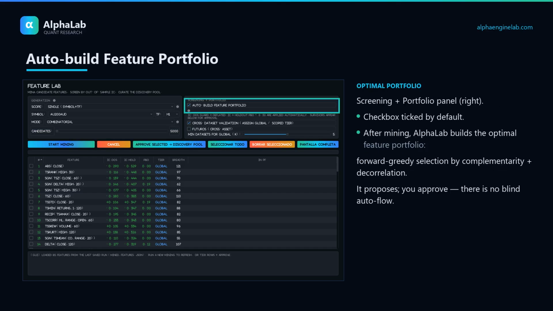We move to the right panel, Screening plus Portfolio. Its first checkbox is Auto Build Feature Portfolio, and it's ticked by default. When it's on, after mining, AlphaLab builds the optimal feature portfolio. It does a forward greedy selection. That is, it keeps adding features that contribute predictive complementarity, and it decorrelates them from each other, and proposes that set to you. The key point is that it only proposes it. You decide what to approve. There is no blind automatic flow that pushes features into production without your sign-off. The features the portfolio picks are then flagged in the NPF column of the table.